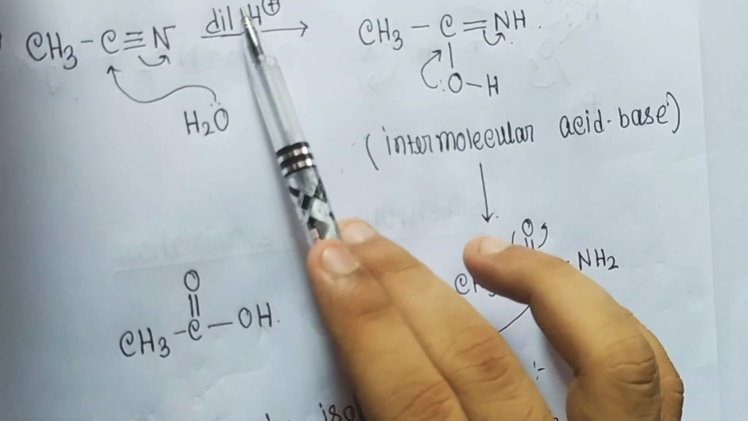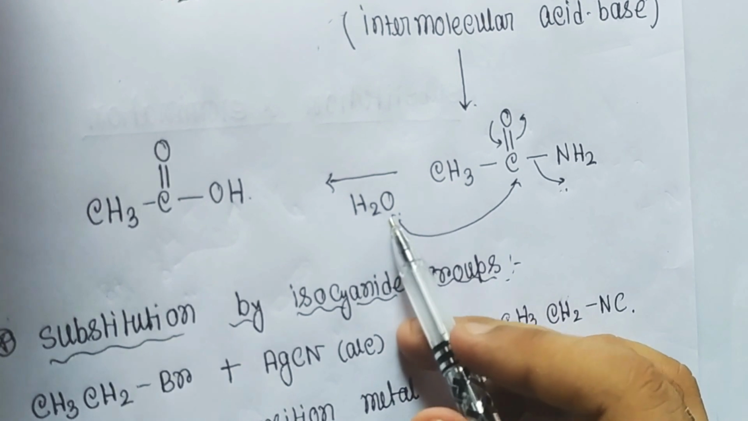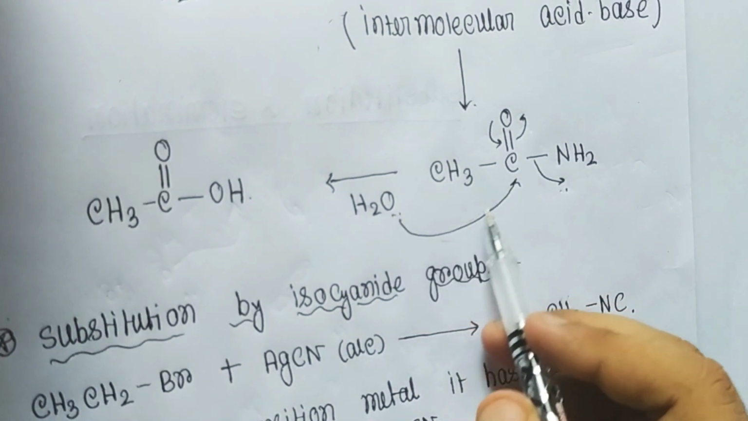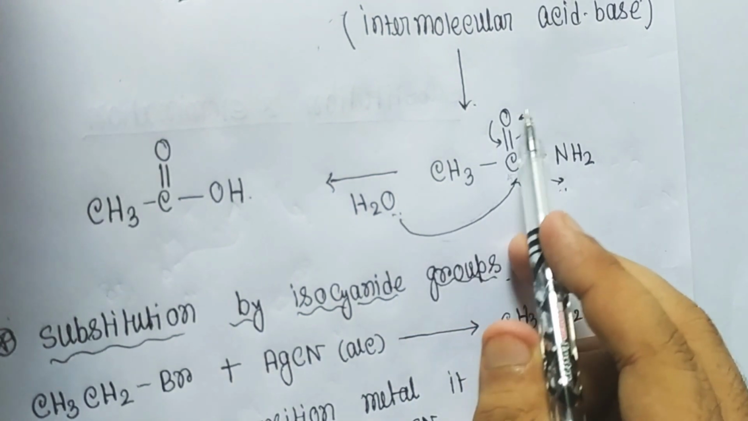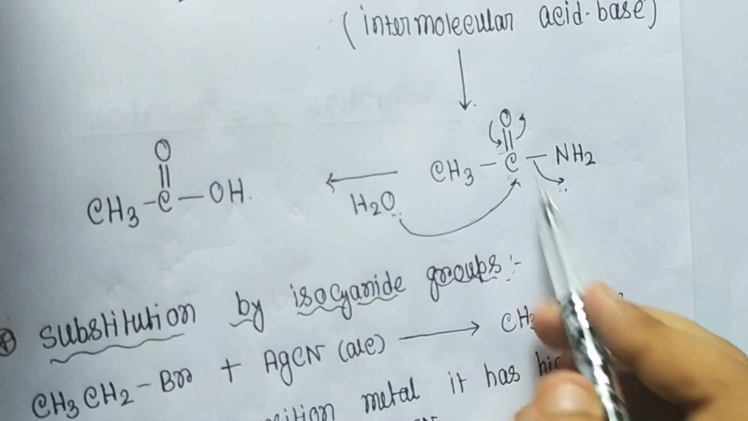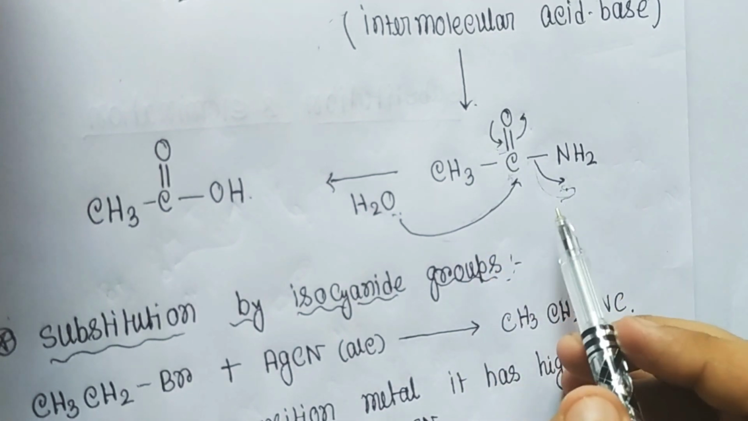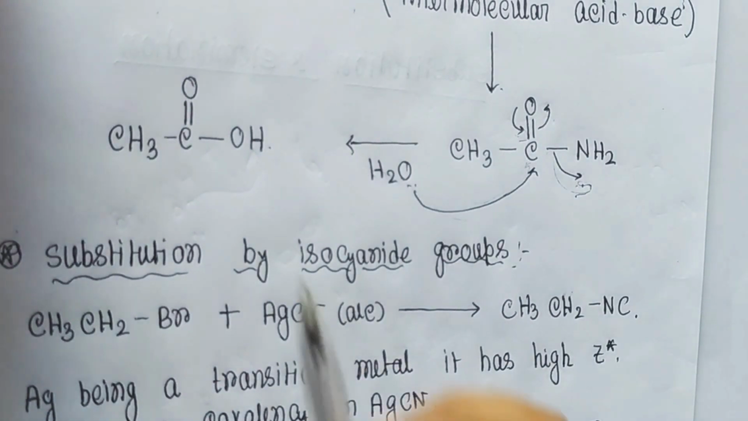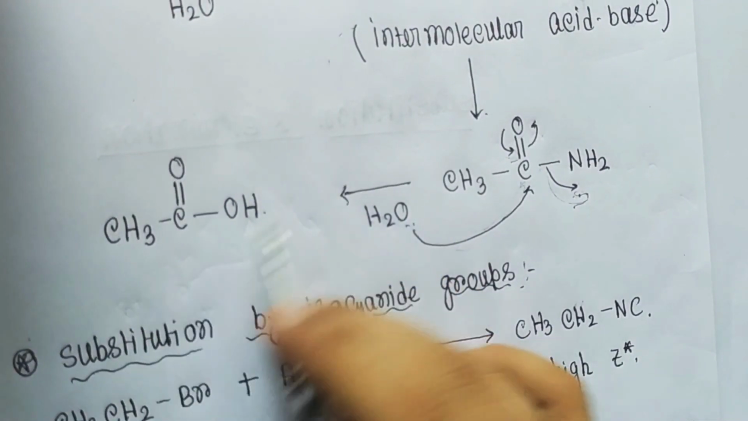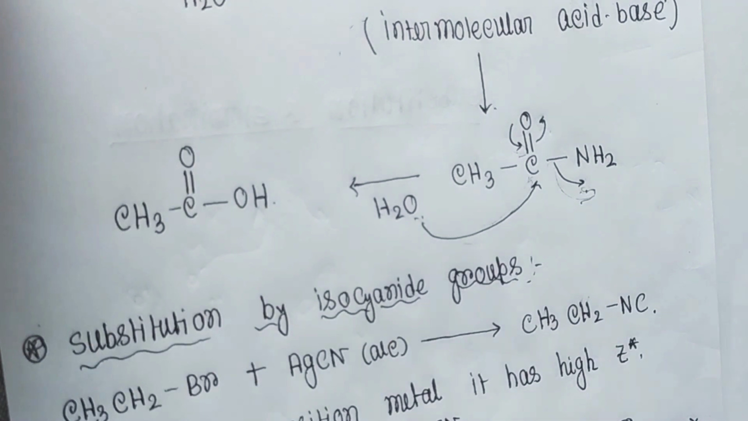But after that, as this was dilute acid, there was a huge amount of water present. So water would act as a nucleophile, and it would attack this carbon. This bond would break, and it would come back, and this bond would get broken. So we would get this acid, carboxylic acid. Okay.